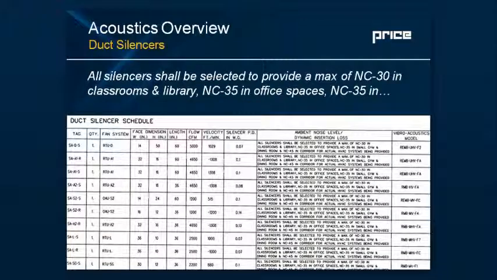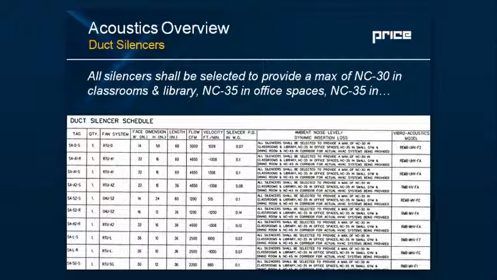It's worth pointing out what a silencer schedule should not look like. This is an example of one in which they decided to, instead of listing out specific octave band insertion loss data, just make generic statements across the board. I've written it out at the top: all silencers shall be selected to provide a max of NC30 in classrooms and library, NC35 in office space, etc. The point of a silencer schedule is to tell you what the insertion loss is. That is, how much noise is reduced.